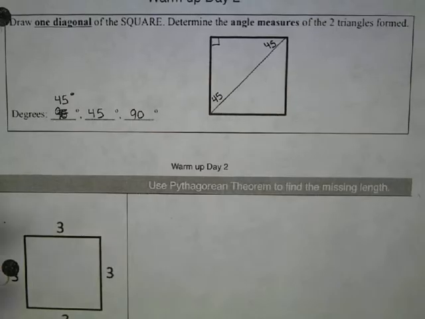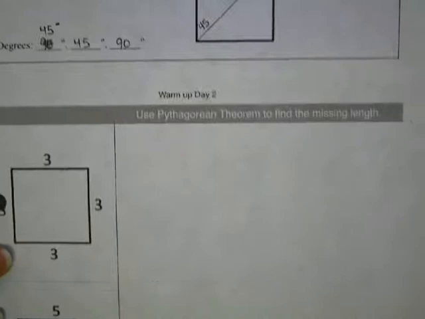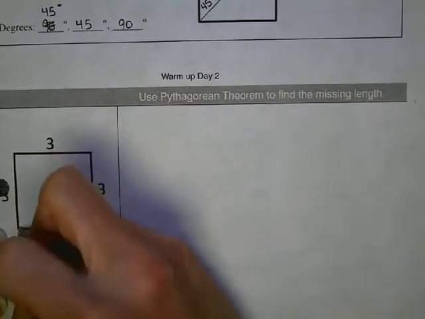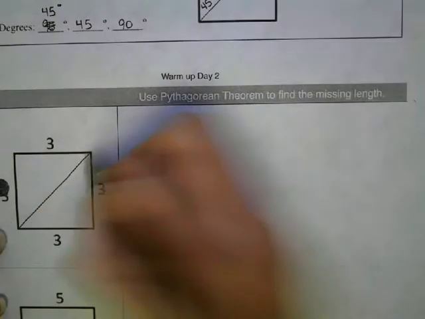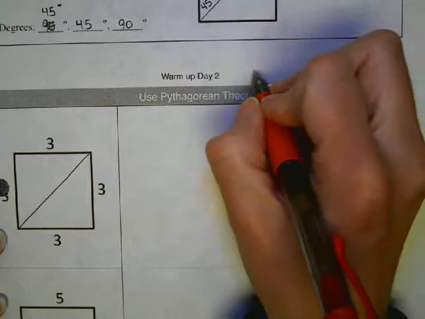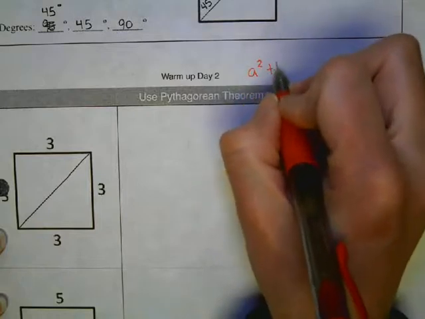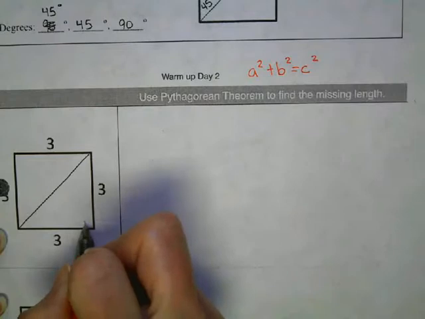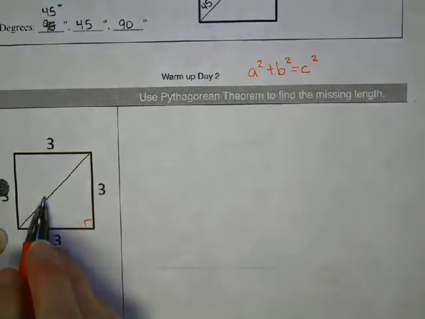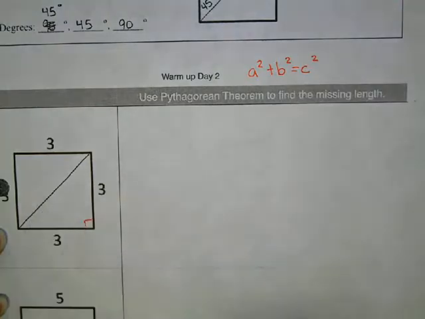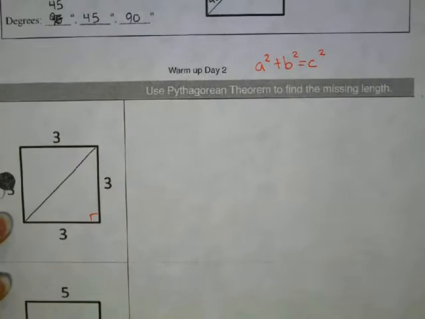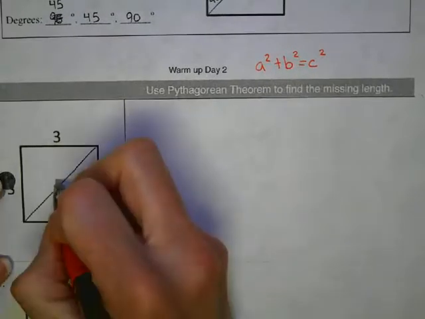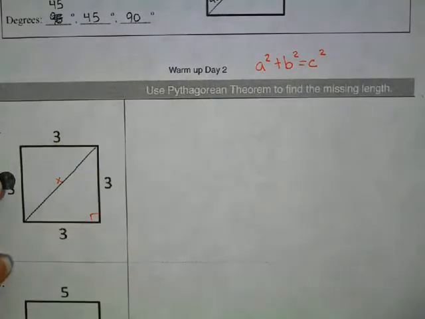Alright, so using the Pythagorean theorem, find the missing length. So they're wanting you to draw in the diagonal for this. Reminder, Pythagorean theorem: a squared plus b squared equals c squared. Remember, the hypotenuse is always located opposite the 90 degree corner, which we've already done Pythagorean theorem on day 1, so it should not be a difficult concept. Okay, so I'm going to make that x.